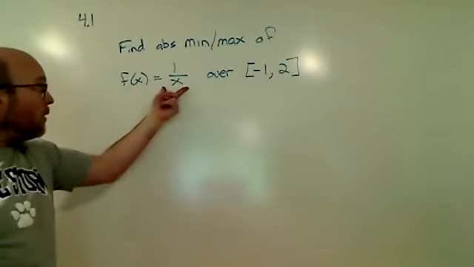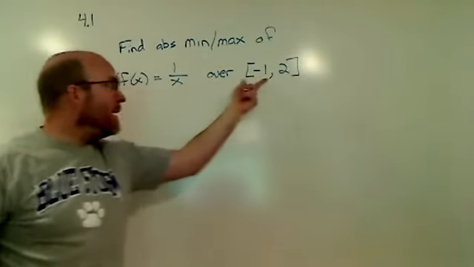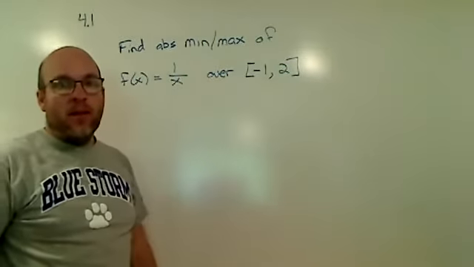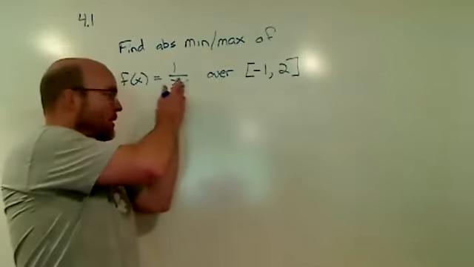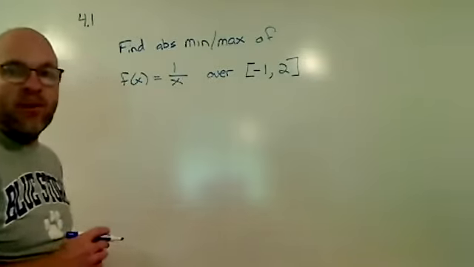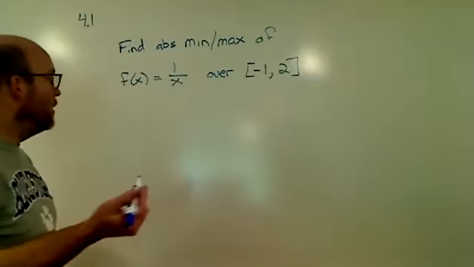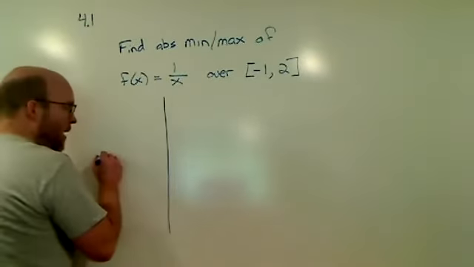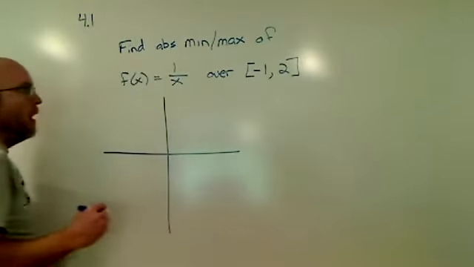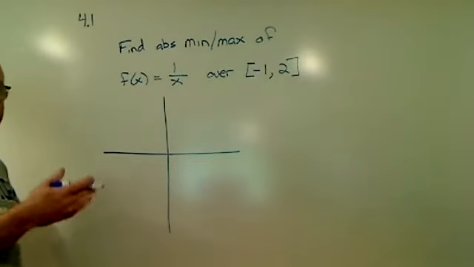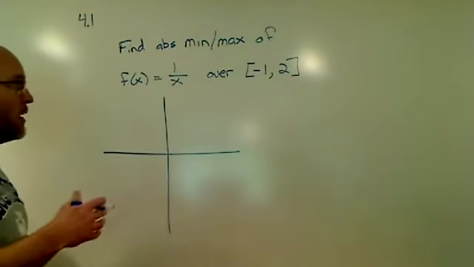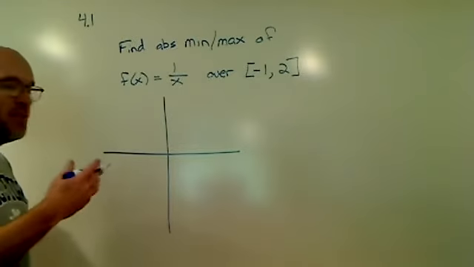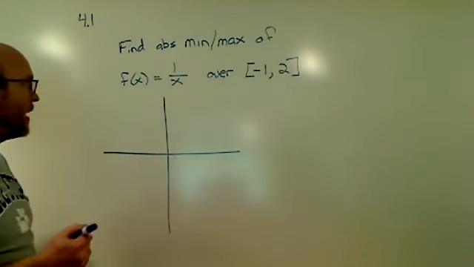But 1 over x, you can see immediately, is not continuous over that whole interval. Because of what we know about the graph of 1 over x, there's an asymptote at 0. So this is one of those circumstances where if you come across something that's not continuous, you're going to have to do this a little bit differently. You can't just automatically say, okay, let's find the critical values and find the endpoints and evaluate, because it's just not going to work. Well, we'll see that in a second.